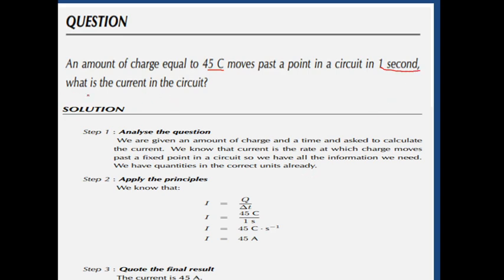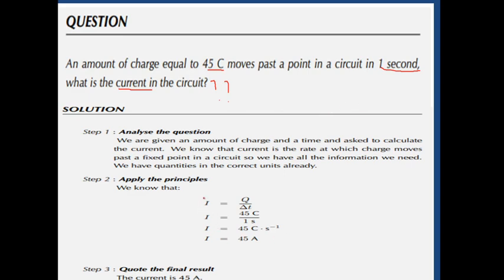And then what are we asked to find here? We said, what is the current? So this is the unknown that we are looking for. If you look at how I've put in this analysis of the question, it's just the same thing that I've explained. We are given an amount of charge and time and asked to calculate the current. We know that current is the rate at which the charge moves past a fixed point in a circuit. So we have all the information we needed, which is what I just underlined with the pen.